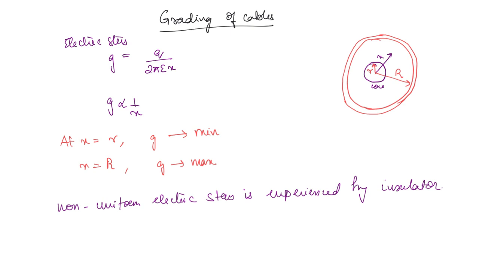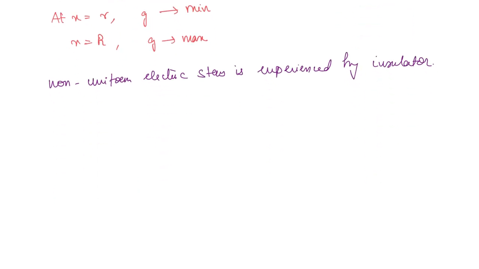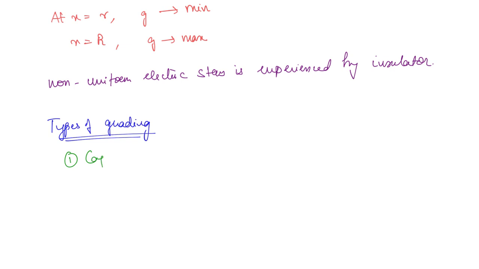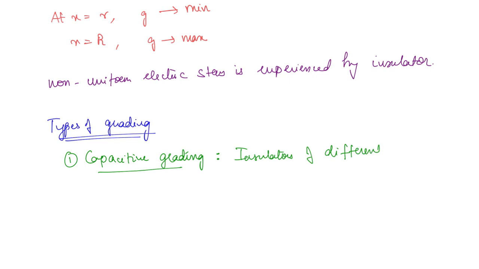Now how is grading done? What is grading in fact? There are two types of grading of cables. The first one is called capacitive grading. In capacitive grading, what we do is insulators of different permittivities are used.